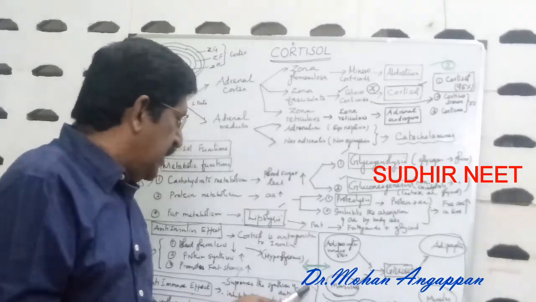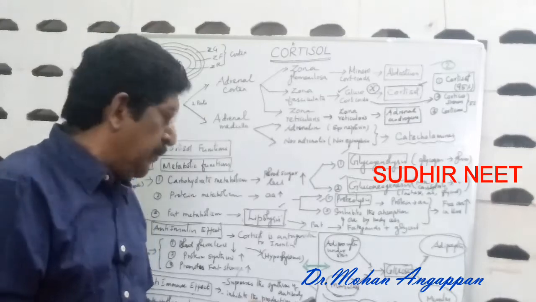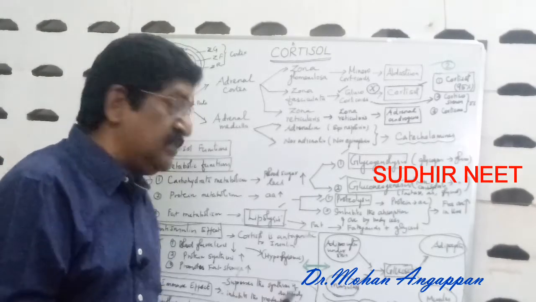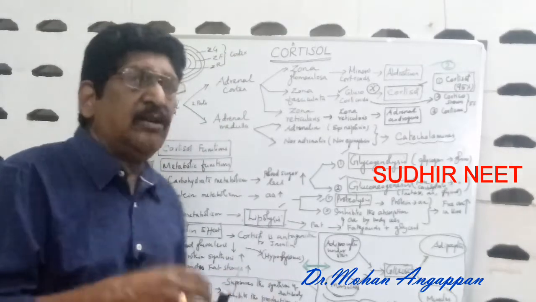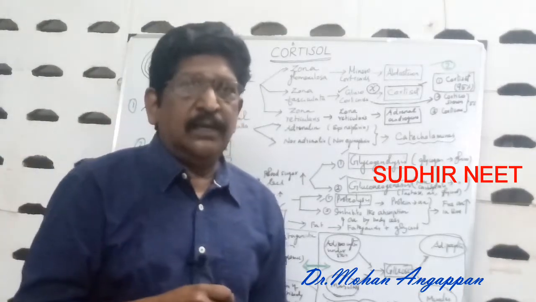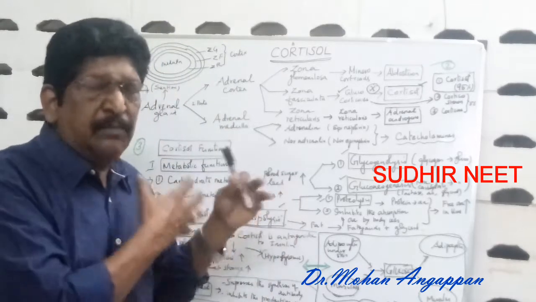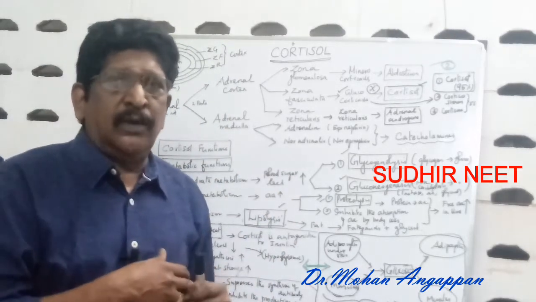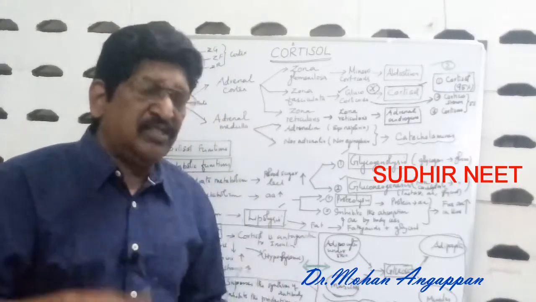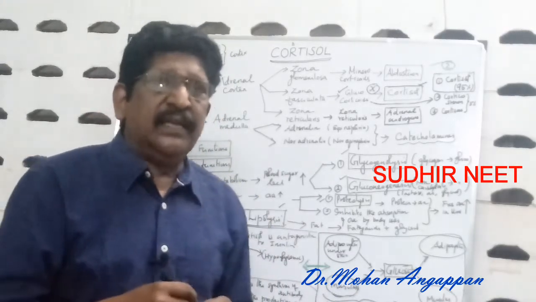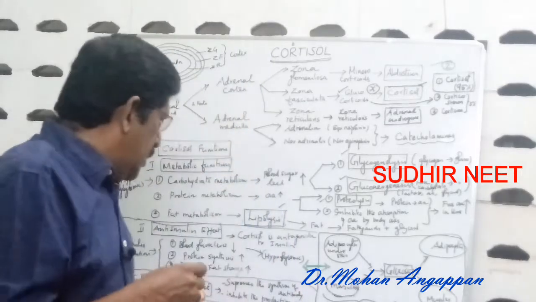So in two ways it affects our immune system. One, by suppressing the synthesis of the antibody. Number two, by inhibiting the production of the lymphocytes. So that's why if you take cortisol or steroid hormone regularly, the sports people, their immune system will be lost, and finally they will lose their life.